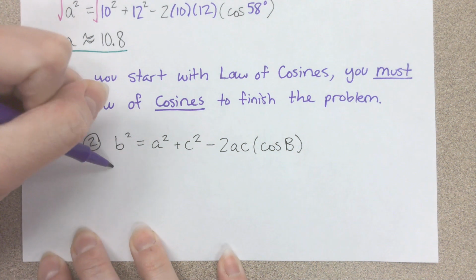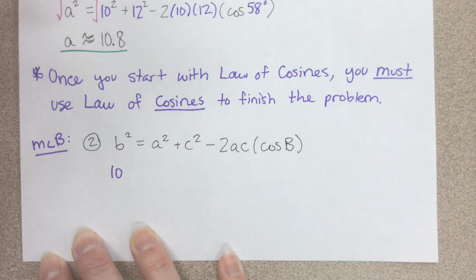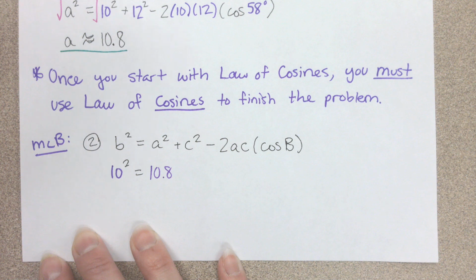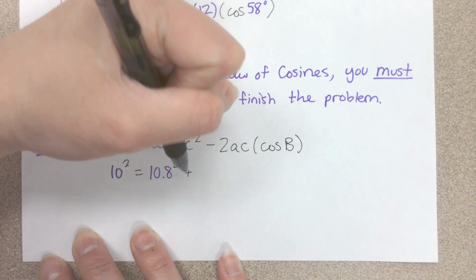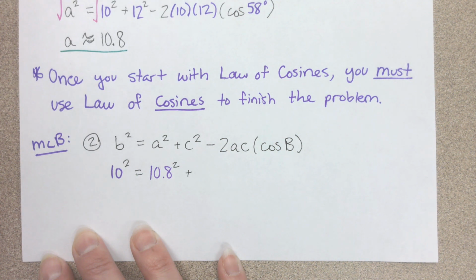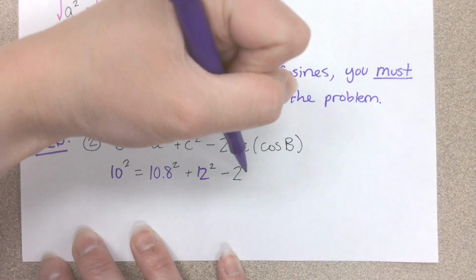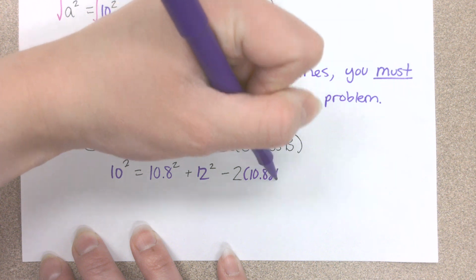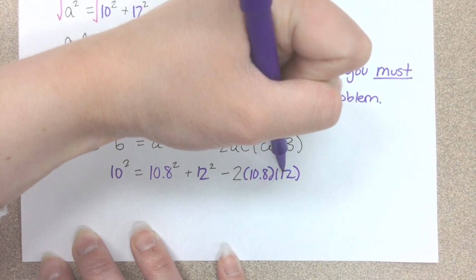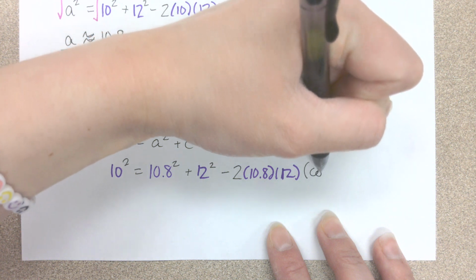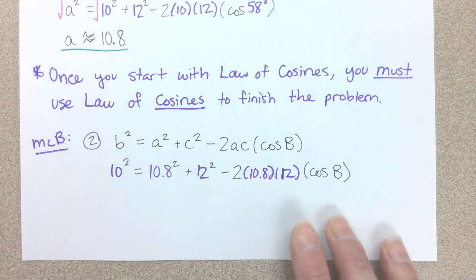B is 10, so we have 10 squared equals, we have A is 10.8 squared plus C, which is 12 squared, minus 2 times 10.8 times 12 cosine of B. We're looking for B.